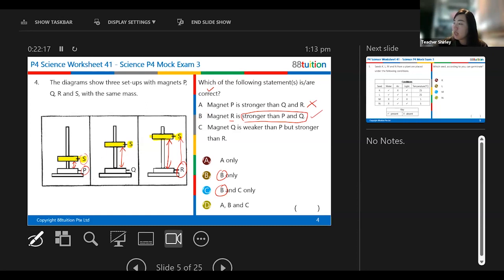This one is correct. And the last one, Q is weaker than P, but stronger than R. Is this correct? Yes or no? No. Okay. Q is actually weaker than R, stronger than P. But this statement is wrong. So therefore, the correct statement will be B. Are we good? Yes? Any questions? No? Right.